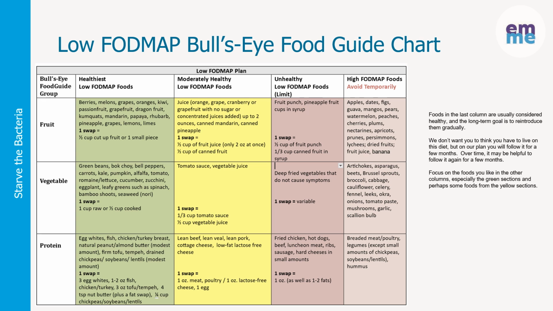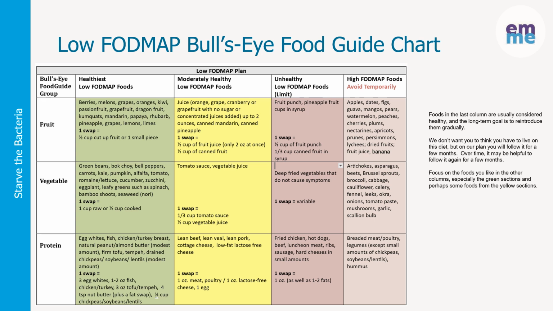Next, we have the vegetable row. The foods that you can eat that are low in fermentable carbs are in the green, such as green beans and zucchini, carrots and kale. The yellow, tomato sauce and vegetable juice are okay. They're relatively low, and you can try to include those foods. Everyone's a little different. Some people feel that those are a little acidic and bother them, especially if you're suffering with some degree of reflux.